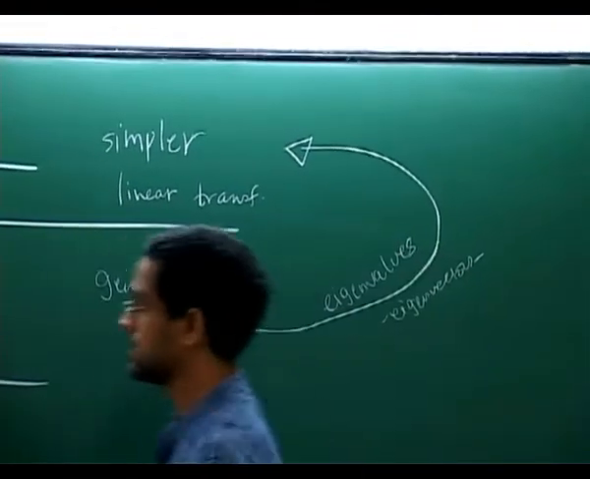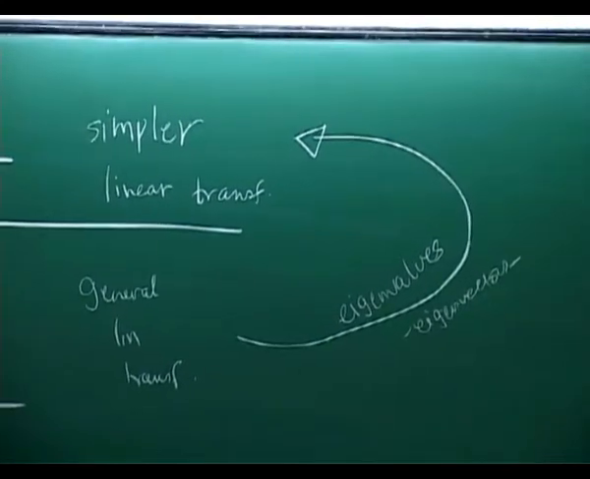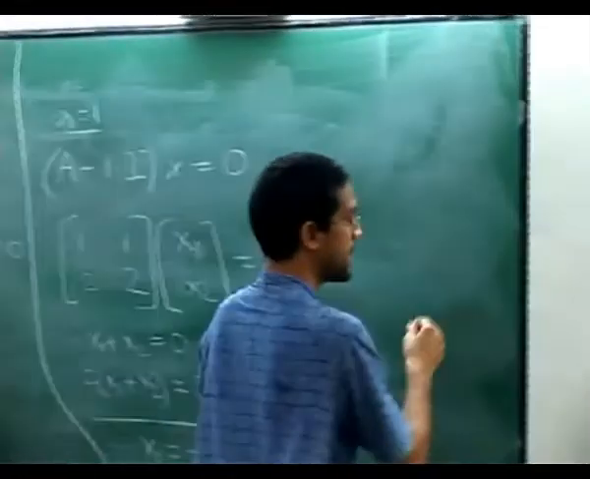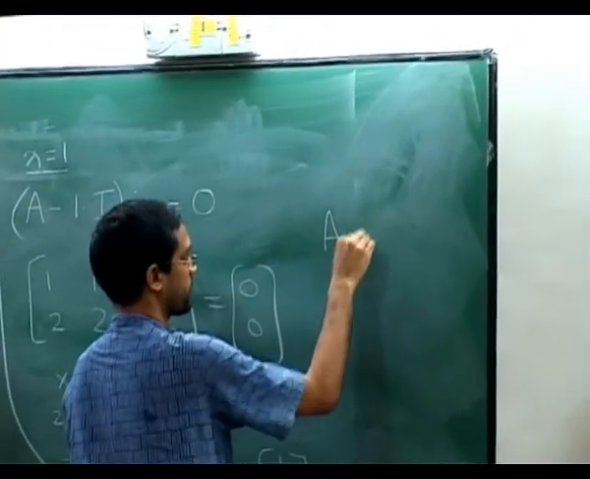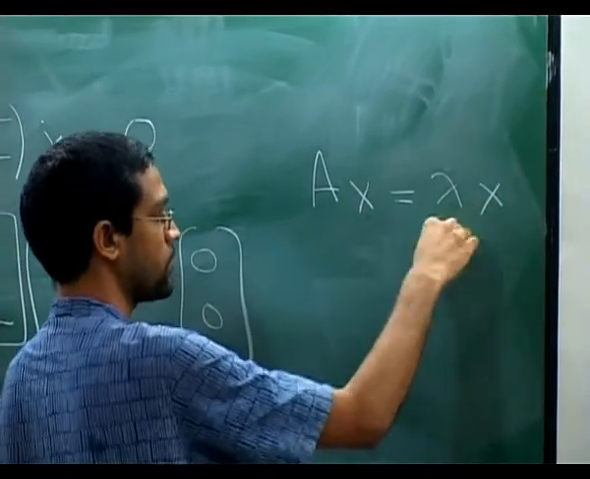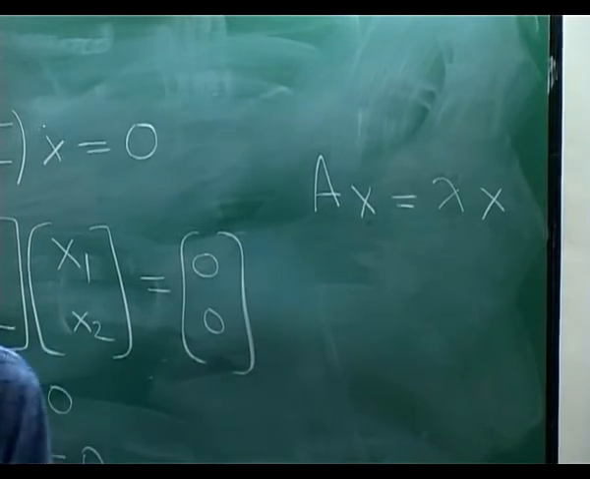Okay. And why is that? Because what is it that we are doing? We are finding two vectors, right? What does an eigenvector mean? Ax is lambda x. It is a vector x which under the matrix is getting mapped to some multiple of itself. Okay. So what does it mean?